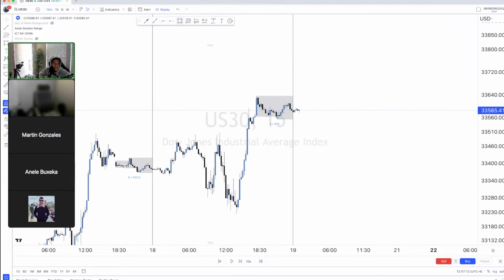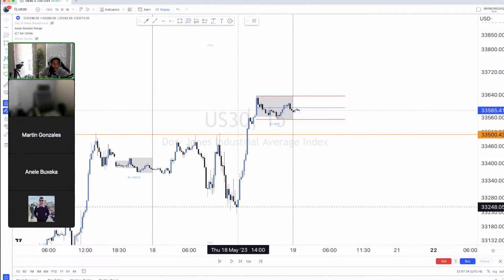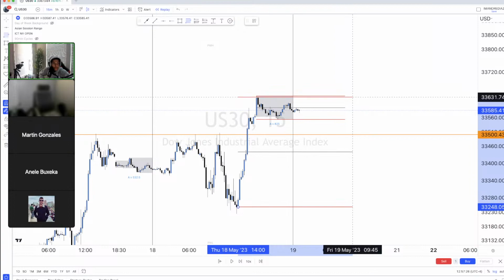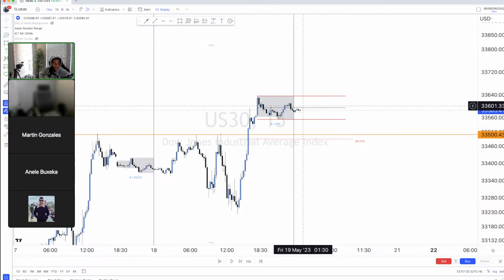Ideally, we'd want to see these Asian range lows get ran during London to have a nice little move lower. We got this 500 level down here also that I'm going to be watching out for. Let's pull the fib to get an idea of where we could potentially retrace to. Let me see the continuation level.